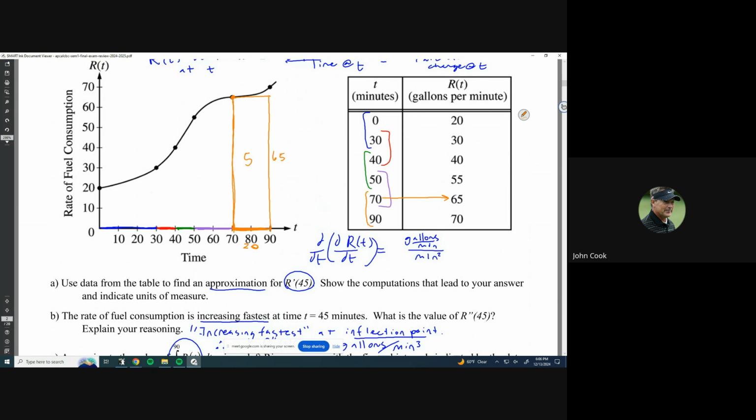And similarly, I can set up the other intervals. I've got to get my purple color back. There we go.